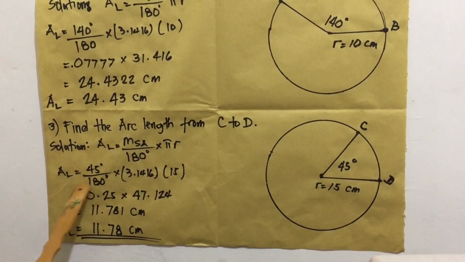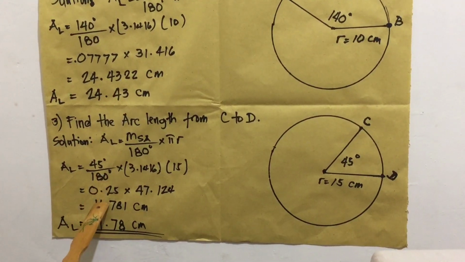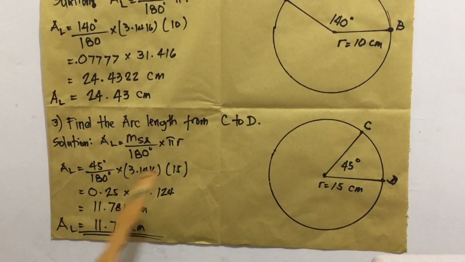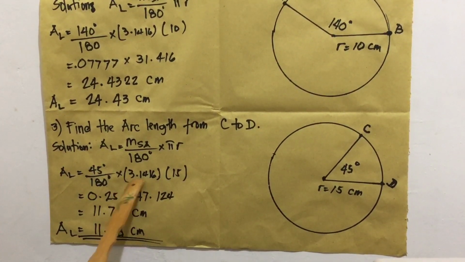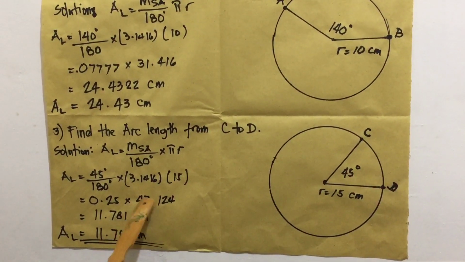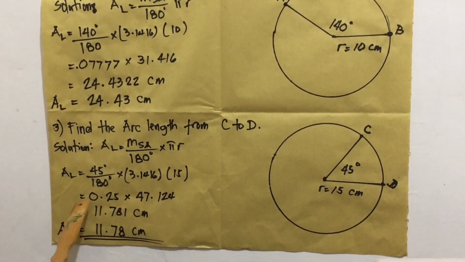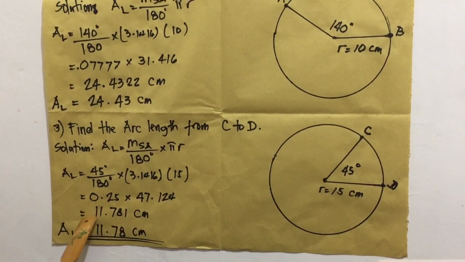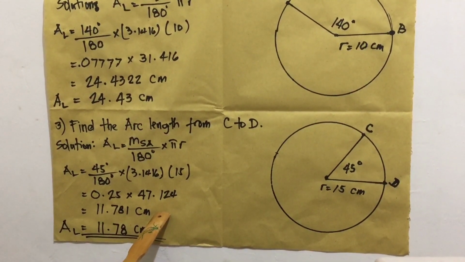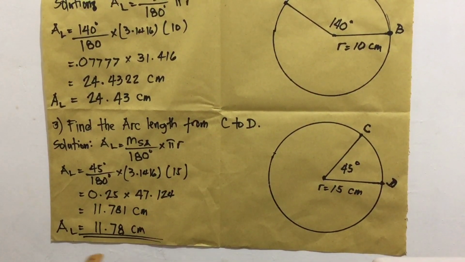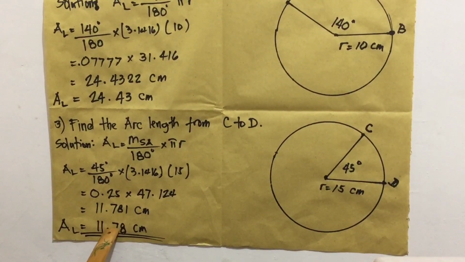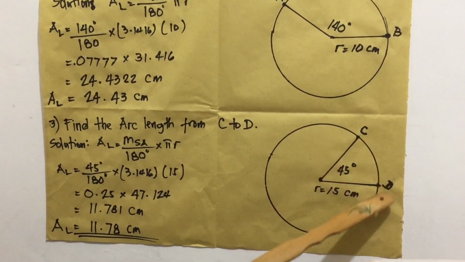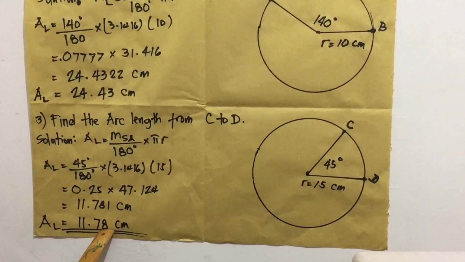Then what we have to do is to divide. First, 45 divided by 180 degrees equals 0.25, no more degrees, because if we divide degrees by degrees, no more. Then 3.1416 times 15, we have 47.124. Then multiply 0.25 times 47.124, we have 11.781 centimeter, and reduce to two decimal places, we have arc length equals 11.78 centimeter. So therefore the distance from C to D, the arc length now, is 11.78 centimeter.